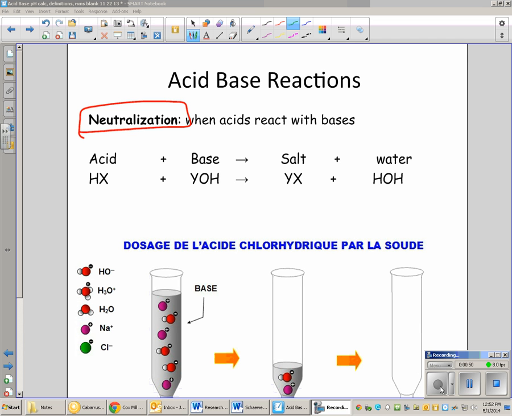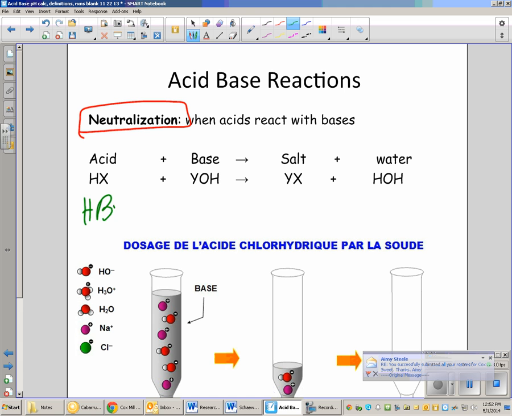But the salt is not just a generic term, because we know salt's not the same across the board. Sodium chloride is table salt, but every single ionic compound is called a salt. It's just another term for ionic compound. So let's do HBr reacts with, give me a base. Okay, I'll do lithium hydroxide.